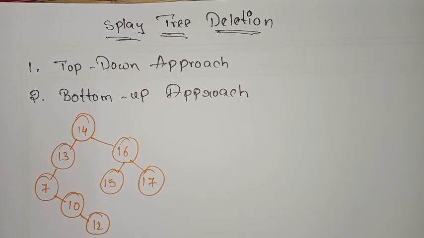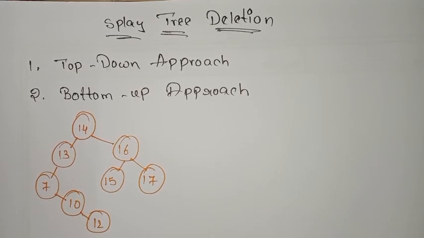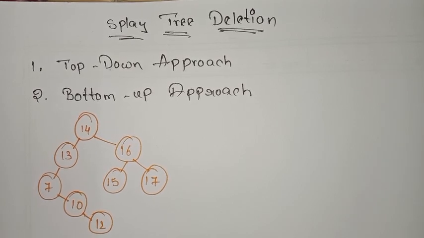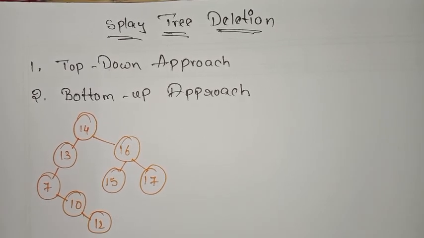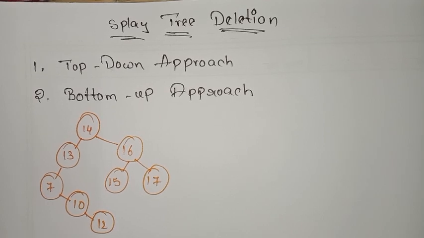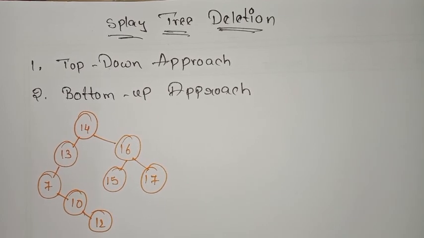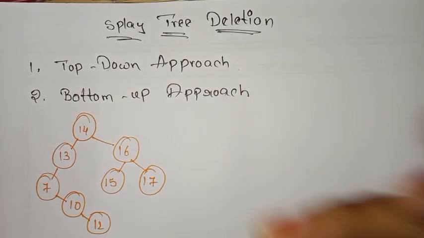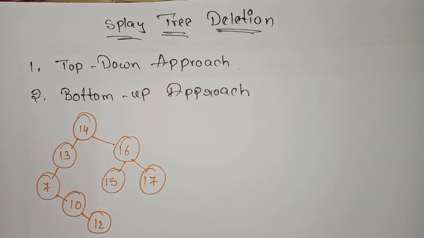Hi everyone. Now I am going to explain Splay Tree deletion. In my previous video I have explained how to insert the nodes, like how to construct this Splay Tree. Now I am explaining the deletion. In this deletion there are two ways. One is top down approach and another one is bottom up approach.